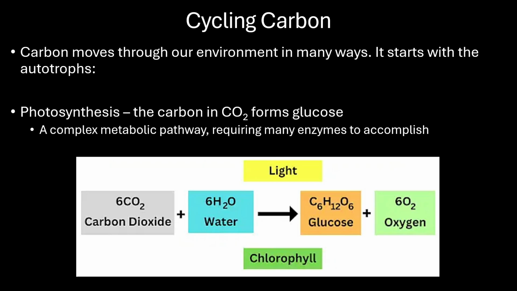So let's talk about that, the cycle of carbon, right? What does that look like? Well, carbon is going to move through our environment in a few different ways. It starts, though, in the atmosphere and with the autotrophs. So as I mentioned before, we have photosynthesis as this tactic that some organisms have devised in order to take carbon from the atmosphere as carbon dioxide and bind it together into glucose. In this way, we have this transformation. We take 6 carbon dioxides, 6 water molecules, and with light and enzymes and chlorophyll, we smash them together and we form glucose and oxygen as a result, right?